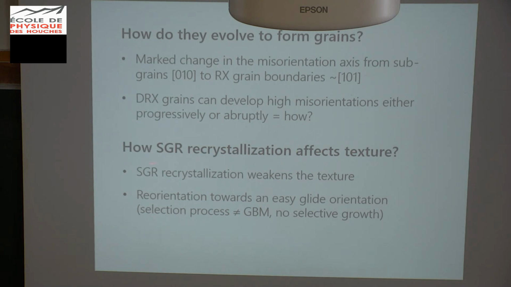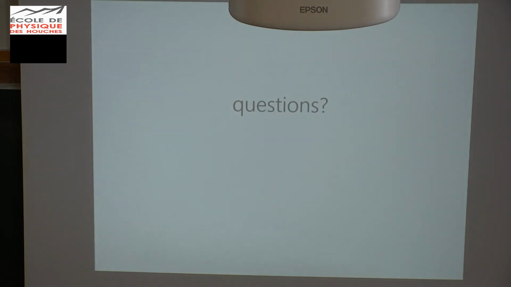So, and the last question, how does subgrain recrystallization affect texture? Okay, subgrain recrystallization weakens the texture, which is the opposite to grain boundary migration, but at the same time there is a reorientation towards an easy glide orientation, the 101. But the selection process does not operate like in GBM, because there is no selective growth. But there is a crystallographic control, and I think that this is the take-home message for today.